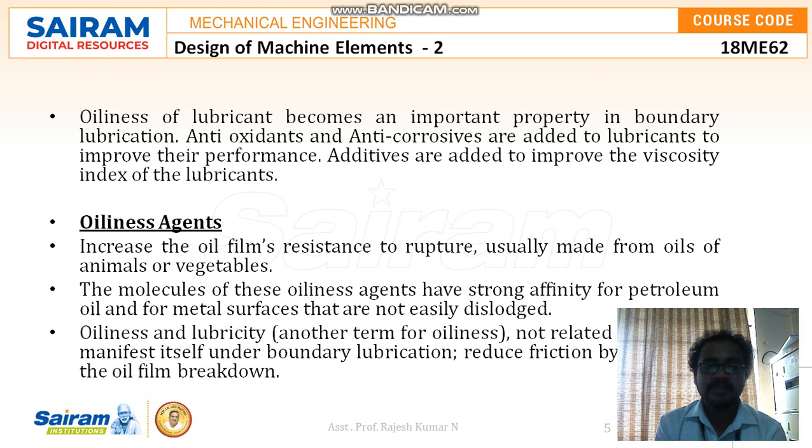Next is oiliness, where the oiliness of a lubricant becomes an important property in boundary lubrication. Antioxidants and anti-corrosives are added to the lubricants to improve their performance, and additional additives are also added to improve the viscosity index of the lubricants. When we speak about oiliness agents, why are they used? They increase the oil film's resistance to rupture, and are usually made from oils of animals or vegetables. The molecules of these oiliness agents have a strong affinity for petroleum oil and for metal surfaces, and are not easily dislodged. Oiliness, or lubricity, is not related to viscosity and manifests itself under boundary lubrication.